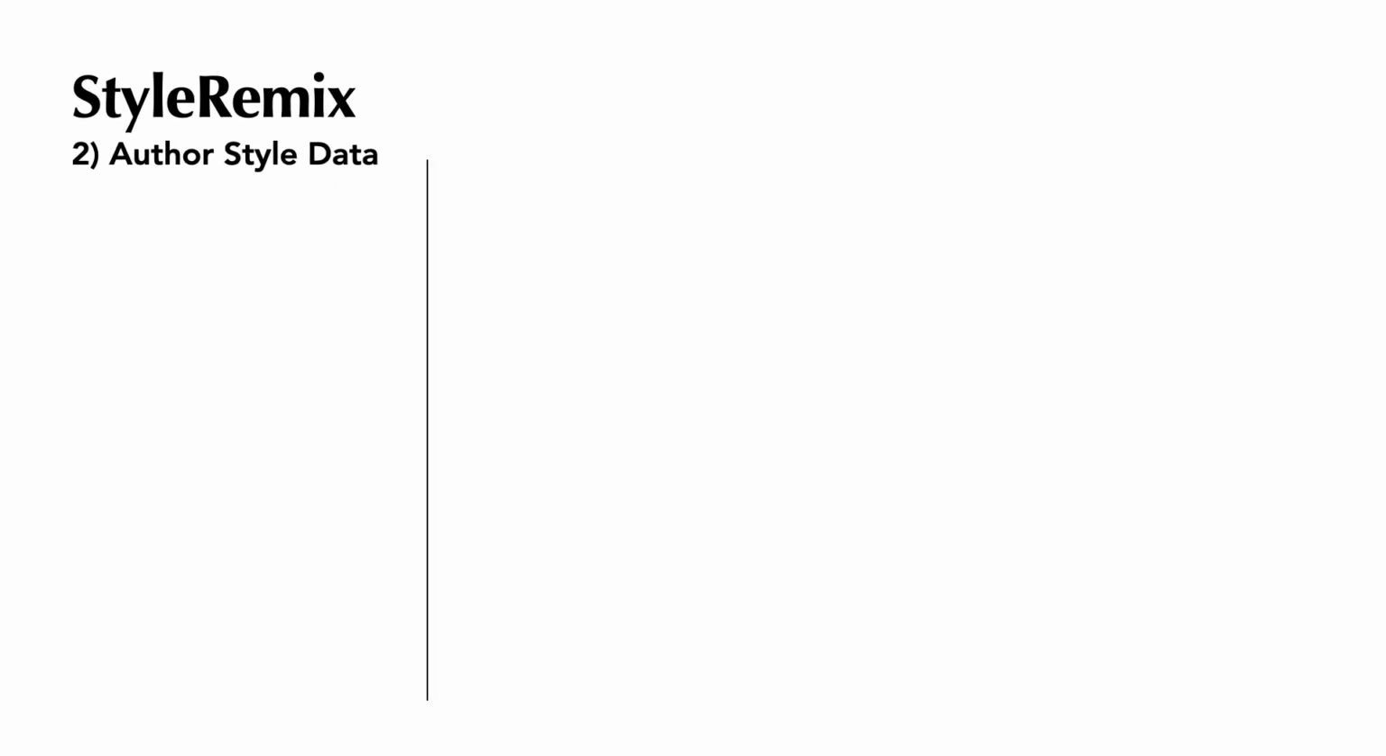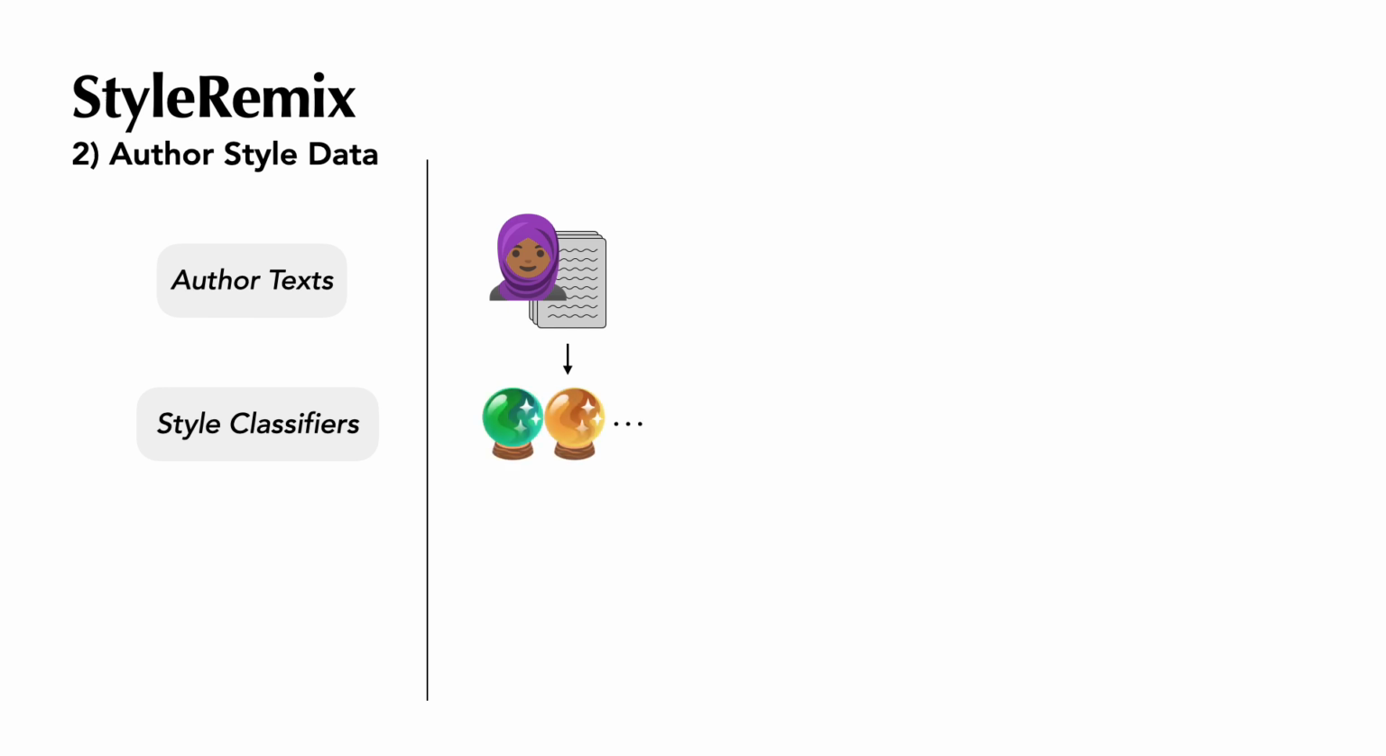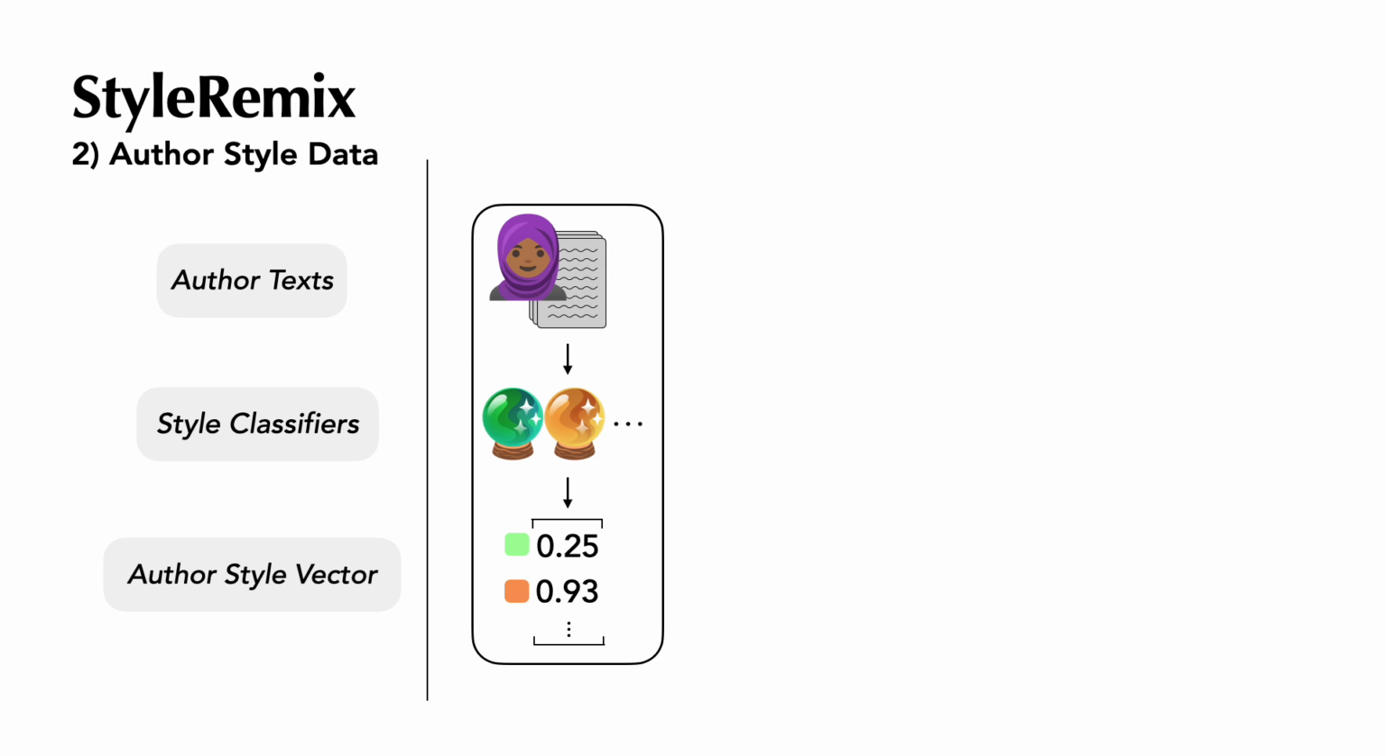Next, I'll talk about part 2 of our method, author style data. So here we want to assess how do author texts differ with respect to the style axes that we just defined. So what does this look like? First, we collect text from a specific author. Now we're going to use the style classifiers which we just defined in the previous slide. So for example, green would be sarcasm and the orange one would be formality. We're going to put the text through and we're going to get an average author style vector. So in this case, since the scores are from 0 to 1, we can say that this author has a low level of sarcasm while they have a high level of formality.